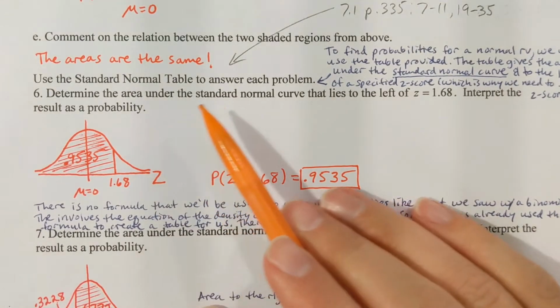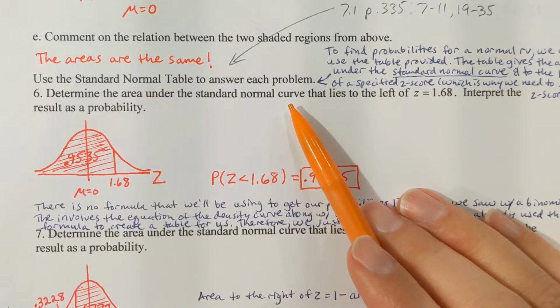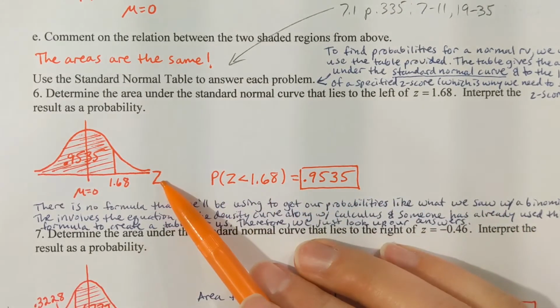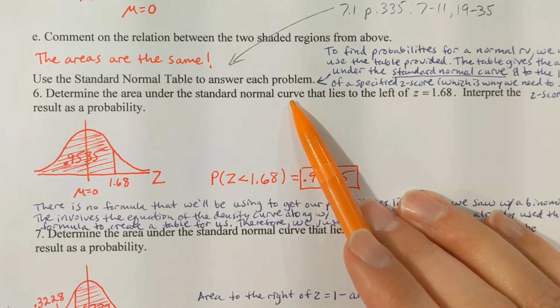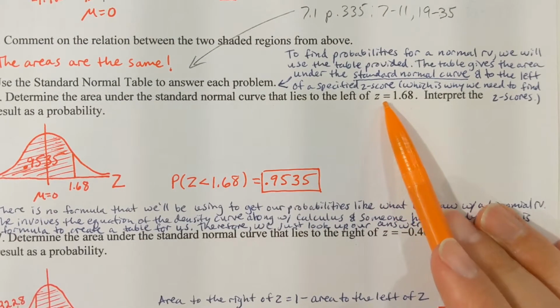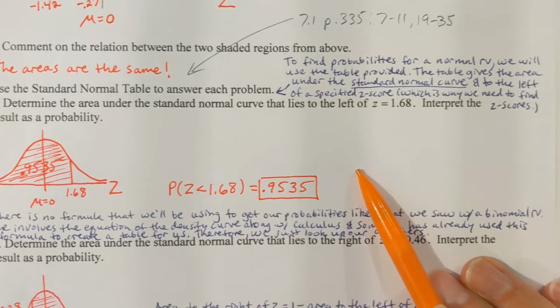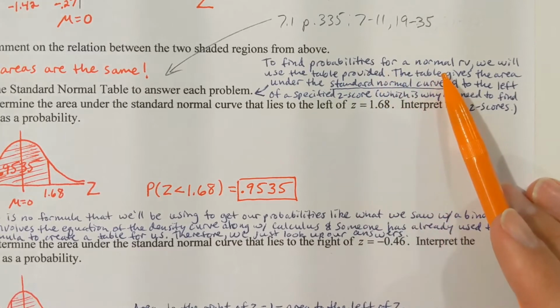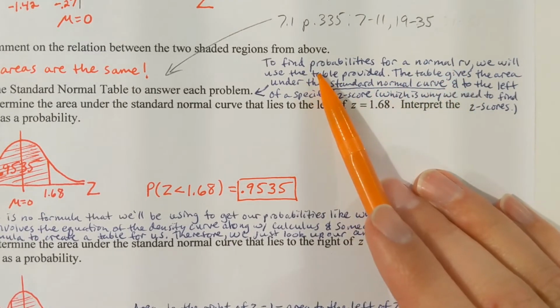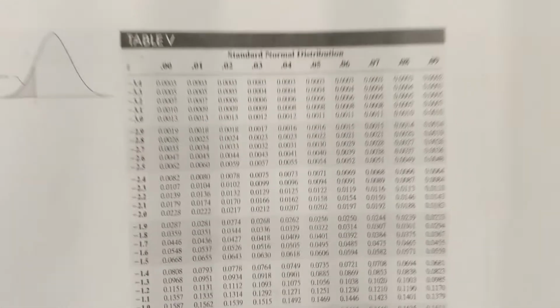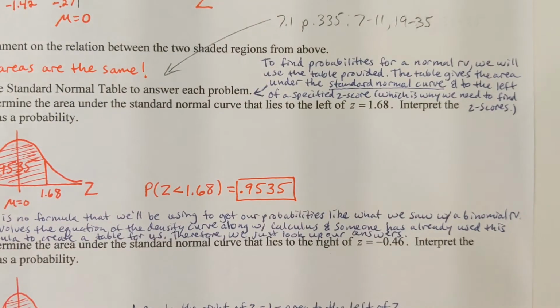Now they want us to determine the area under the standard normal curve. Remember, the standard normal curve just means that you have switched the variable from x to z. We want to find the area under the standard normal curve that lies to the left of z equals 1.68, and then we'll interpret that as a probability. To find probabilities for a normal random variable, we use a table. This table right here is in your book, and I'll show you how to use this for the upcoming problems.